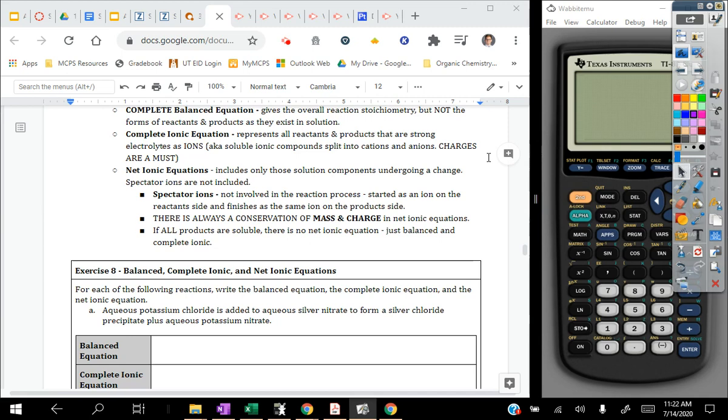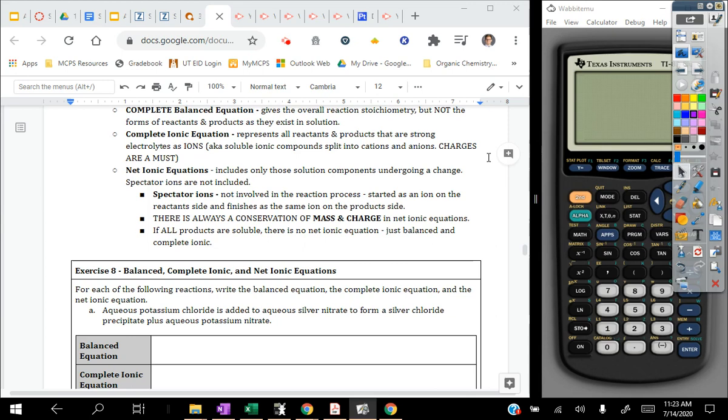We also have the net ionic equation. Just like the term net worth, the net shows us just the relevant components at the end of the reaction, or rather, the things that are undergoing a chemical change. We don't include spectator ions in a net ionic equation.